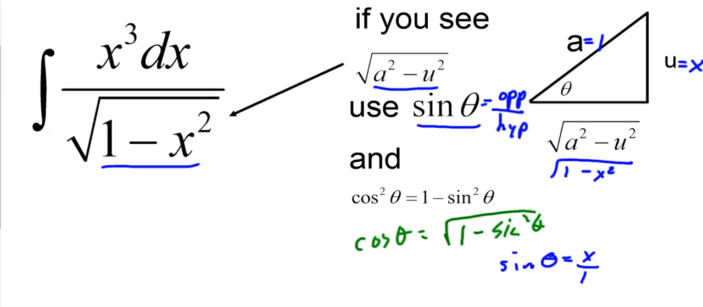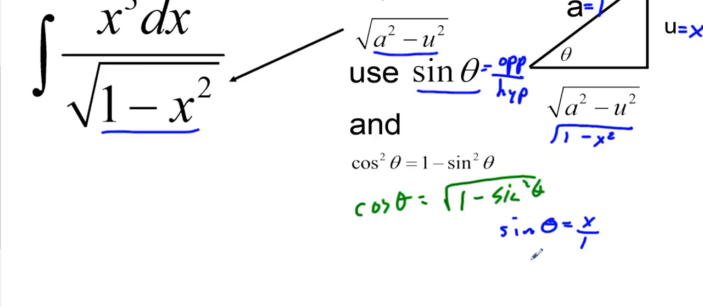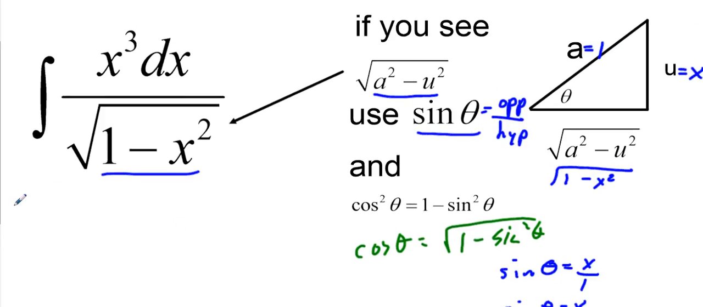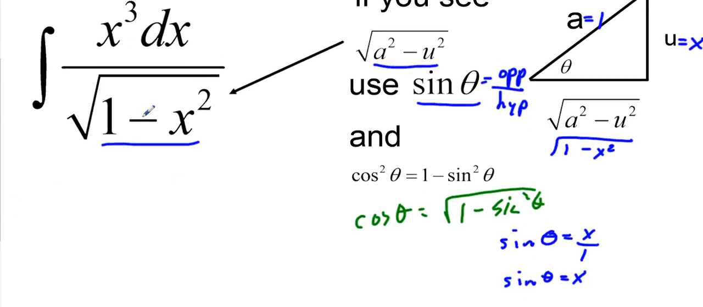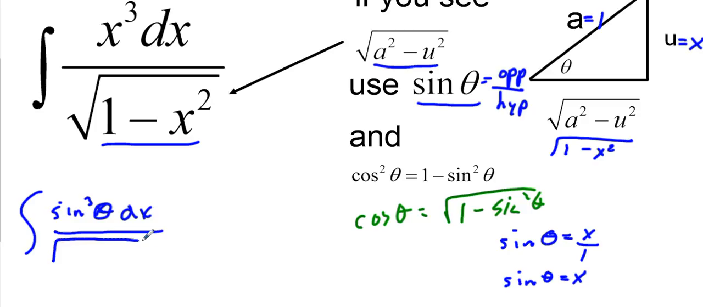So what did we just figure out? We figured out that sine of theta equals x. And that makes a lot of sense. That helps us out because we are now going to plug it into our expression. So we're going to have the integral of sine cubed of theta. We have dx right there, which we will eventually have to get rid of because we need everything in thetas. And we have the square root of 1 minus sine quantity squared.